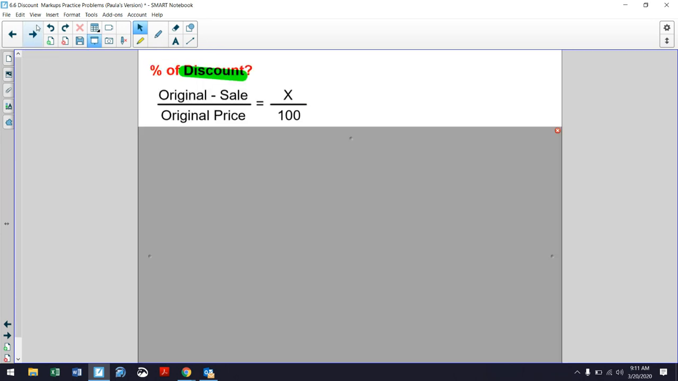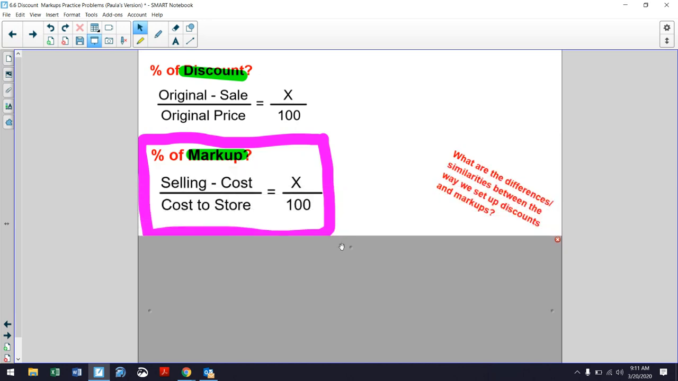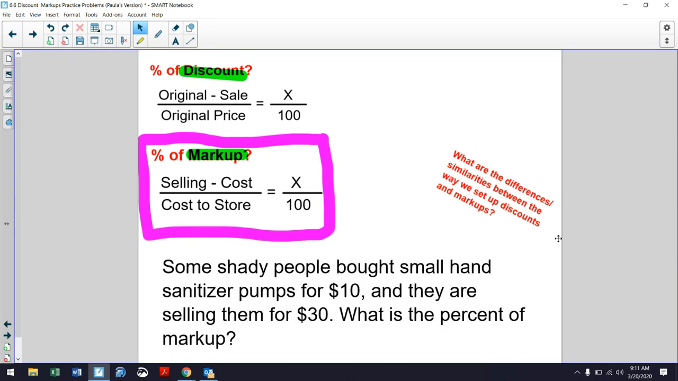The last of the three, if we wanted to find the percent of discount, this is what we used here. When we want to find the percent of markup, very similar. So instead of the original minus the sale price, we find the selling price, how much they're selling it for, minus their cost. So this is like their profit. And that will help us find what percent they marked up those items. So another example, some shady people bought small hand sanitizer pumps for $10 and they are selling them for $30. What is the percent of markup?